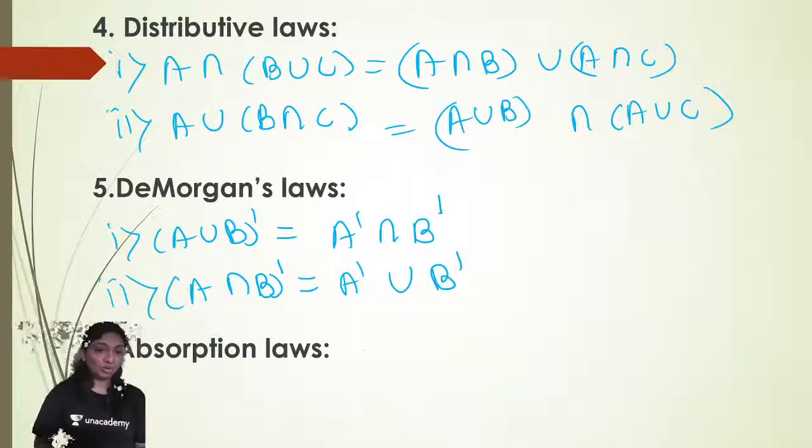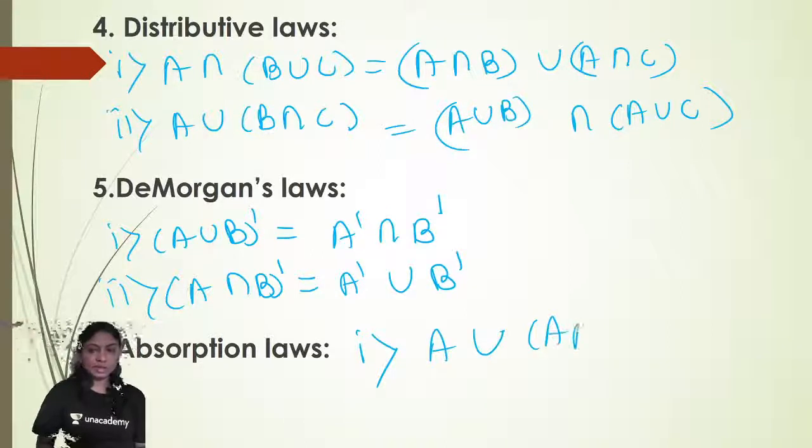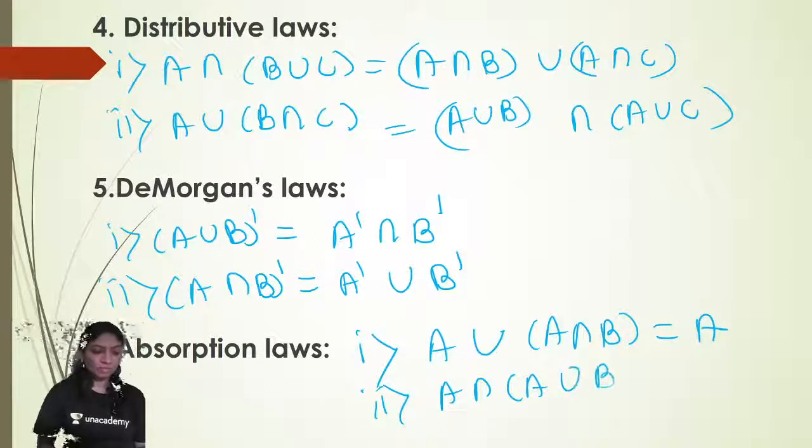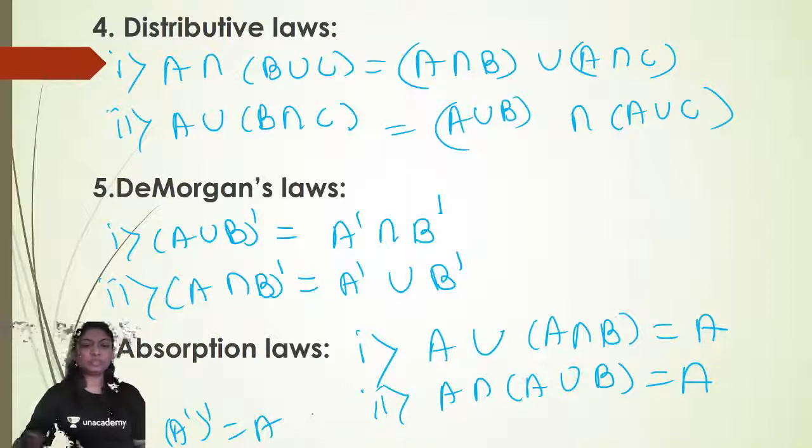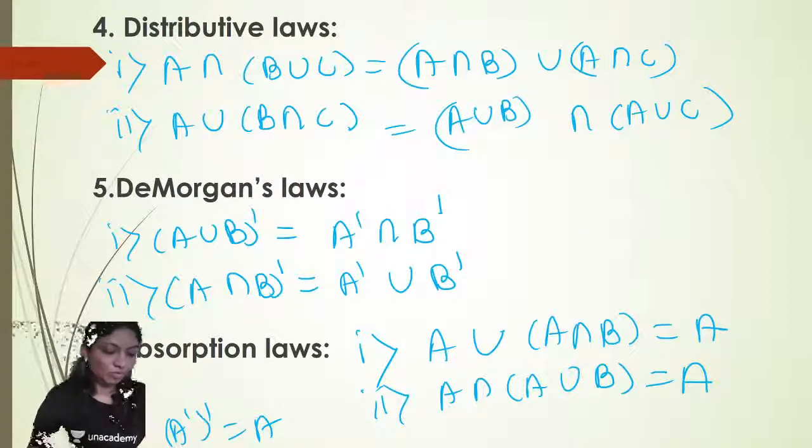Now absorption law. First absorption law: A union (A intersection B) is equal to A. And second, A intersection (A union B) is equal to A. Right? And double complement means the complement of the complement is equal to the same set. So A complement complement is equal to A. This is your algebra of set operations.